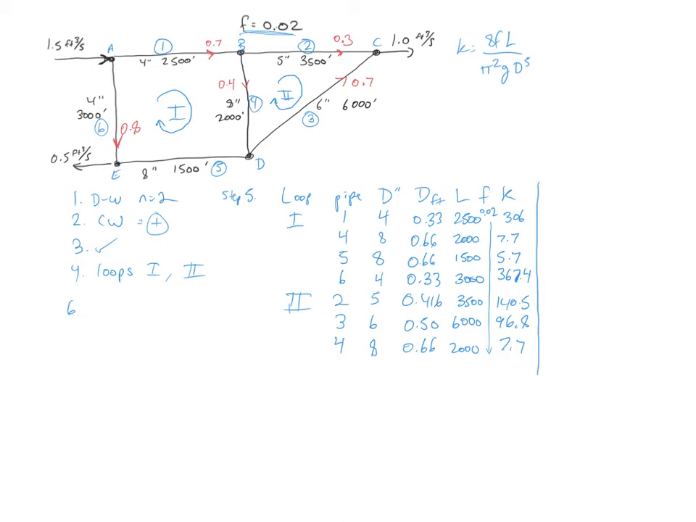I go down to junction D, and same thing. I've got 0.4 coming in and 0.7 leaving. Thus down here, I need 0.3 coming into junction D from the left. And now I check junction E. I've got 0.8 coming in, and I've got 0.5 leaving to the left, 0.3 leaving to the right, so I'm good.